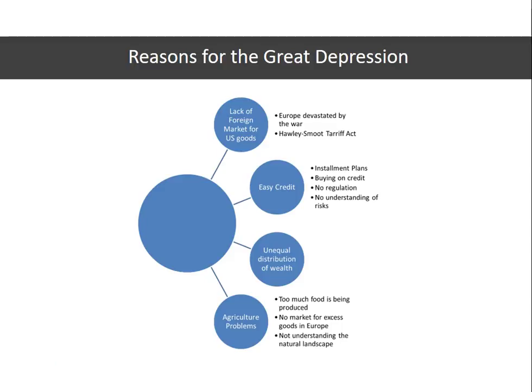And then the last one we talked a little bit about also before was farming problems or agricultural problems. Those things of making too much food without being able to sell it, not being able to understand that when they're growing all these extra crops, it's destroying the environment.